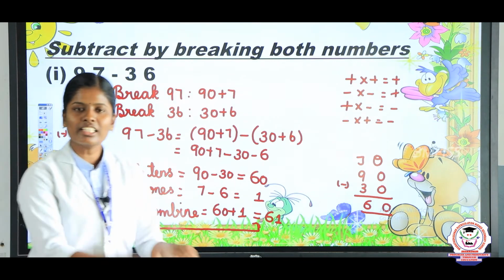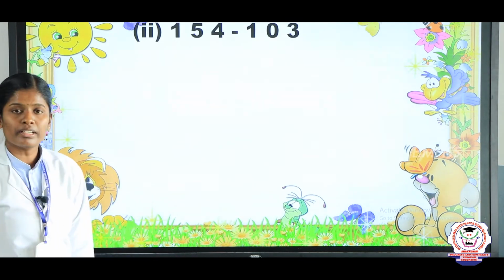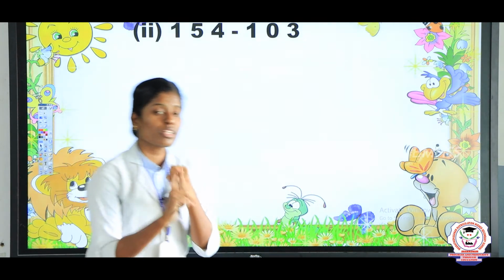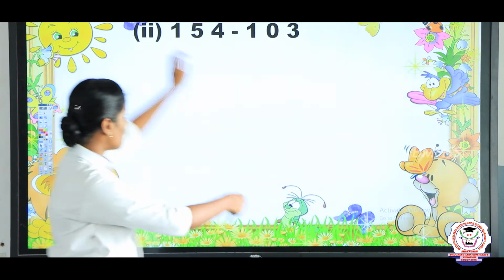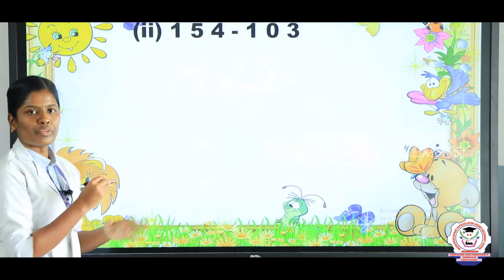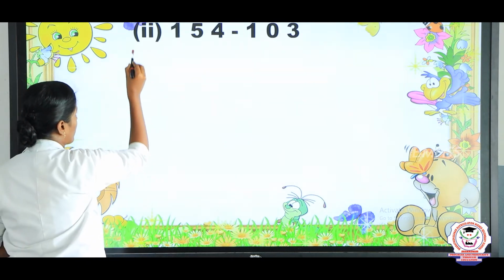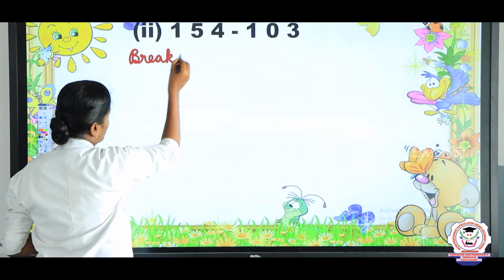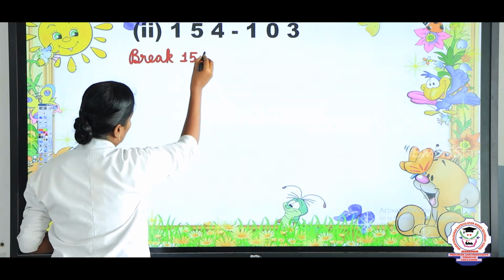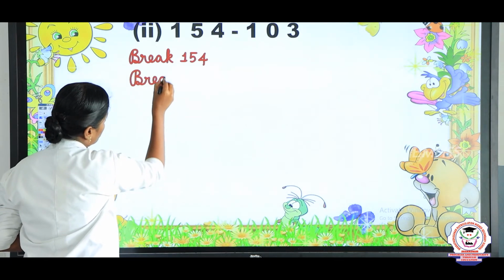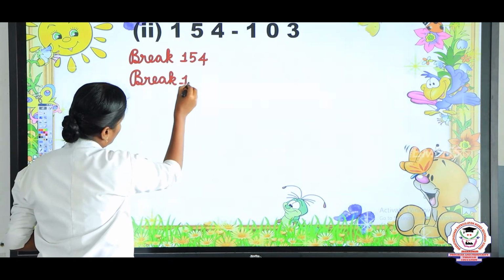Next we will see another example. Our another example is a 3-digit number subtract a 3-digit number. Okay. So what is the first step? The first step is breaking, right? So take and break 154 and break 103, right? Break 154 and then break 103.